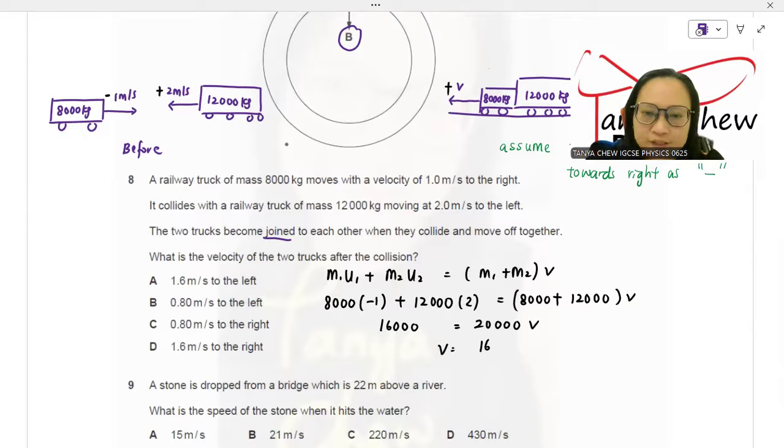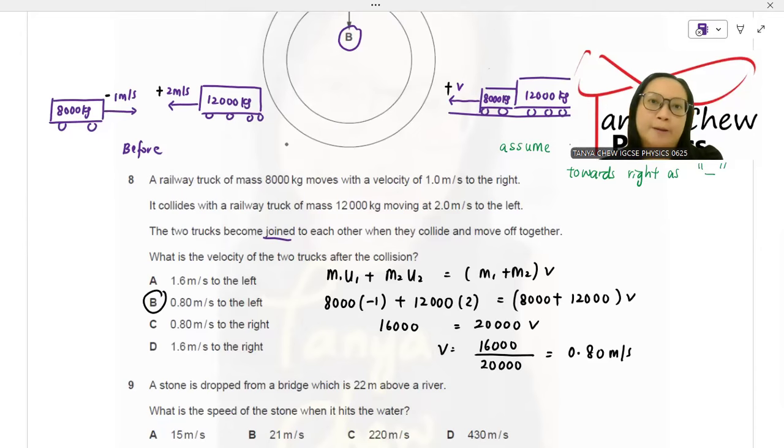V is equal to 16,000 divided by 20,000. So the answer is 0.8 meter per second. And I get a positive value. That is why the two trucks are moving to the left with 0.8 meter per second.